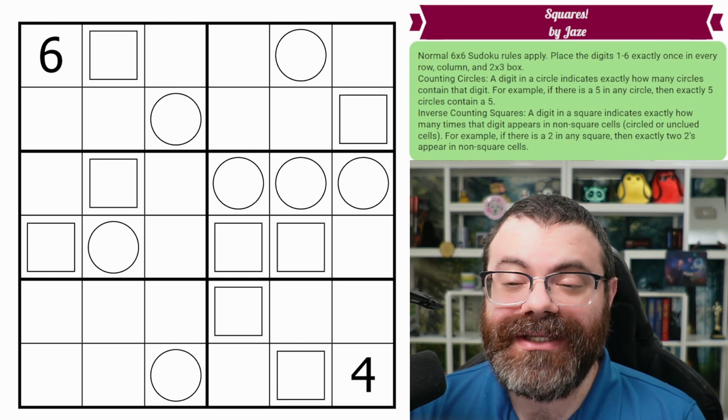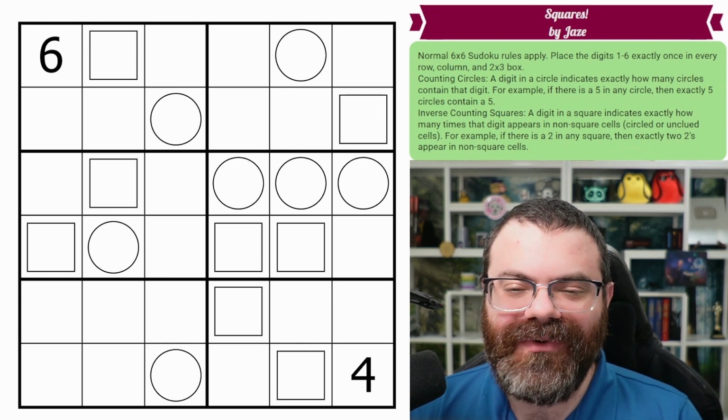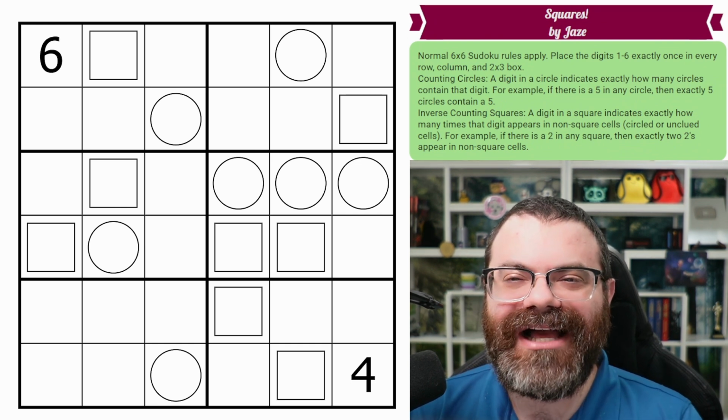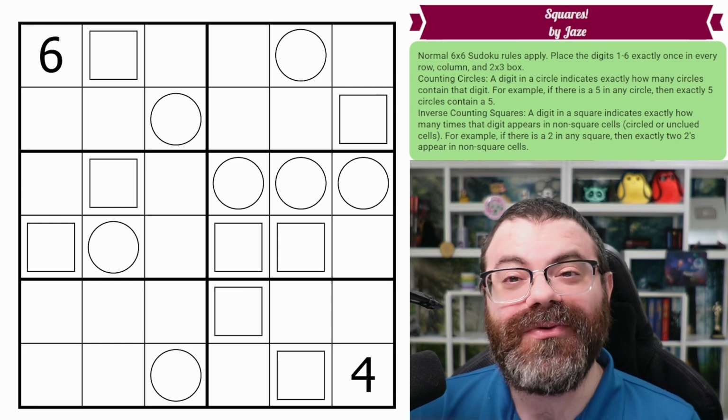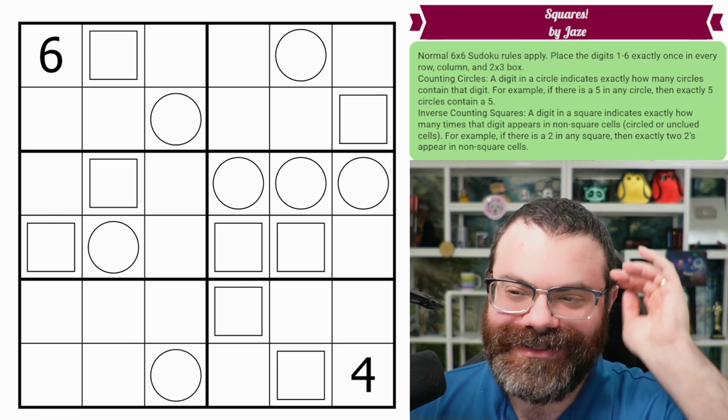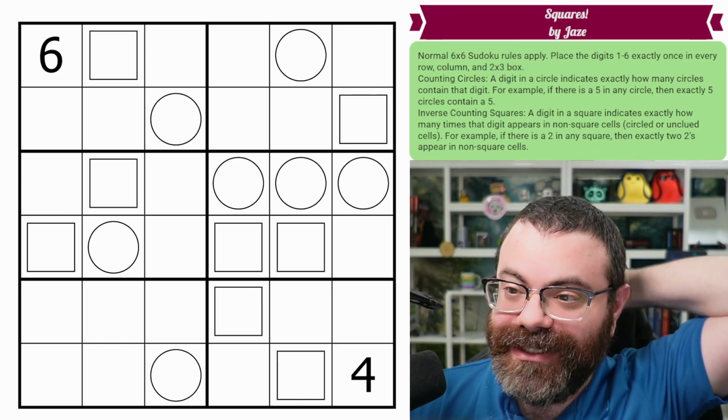So this is the final puzzle of our Counting Circles theme week. I hope you enjoyed it. I'm sure we will have more counting circle puzzles in the future, but it won't be all of them. All right, so what are the rules to this final puzzle?